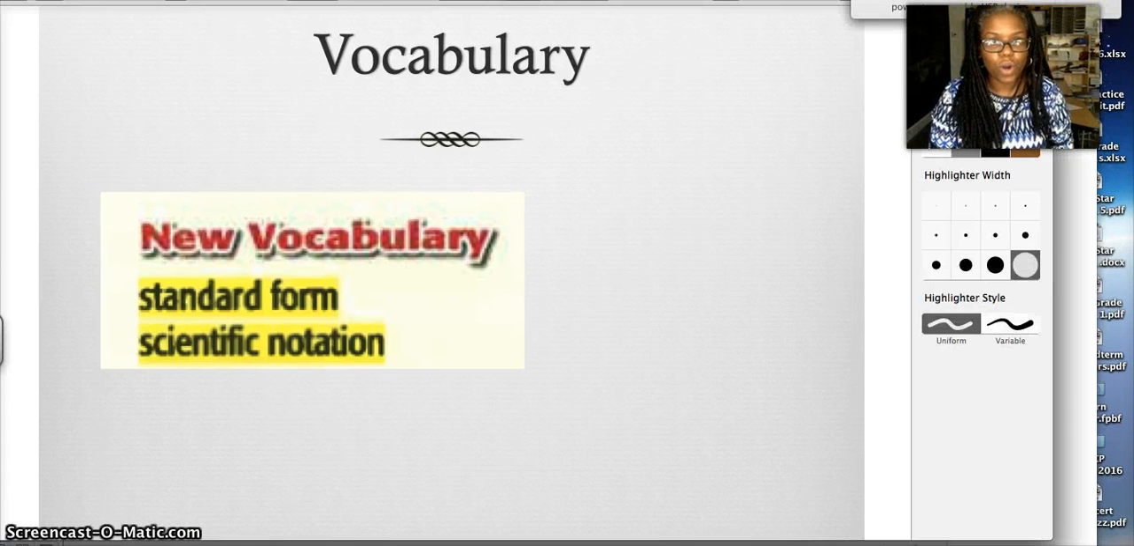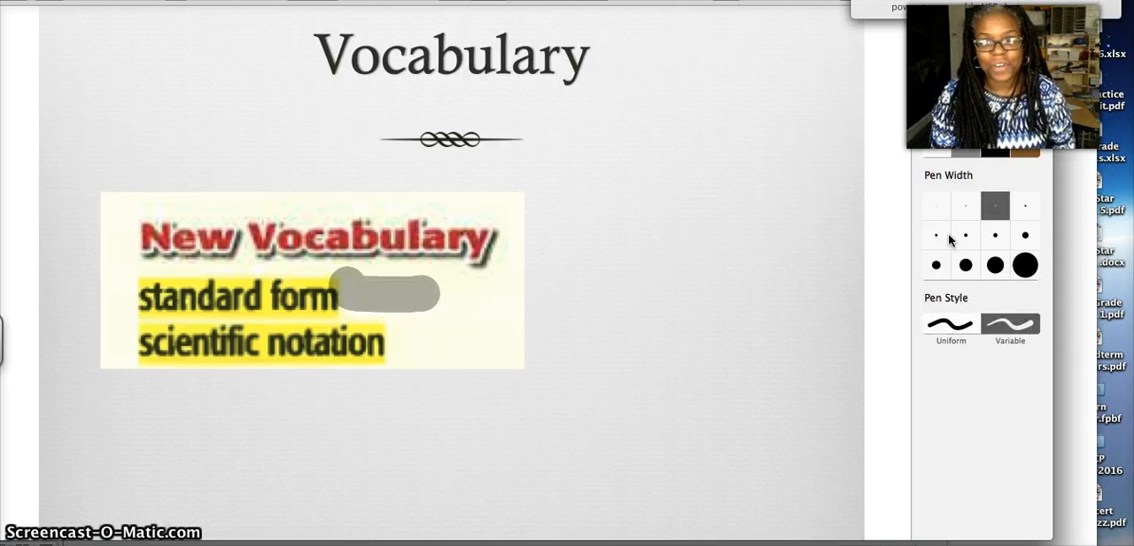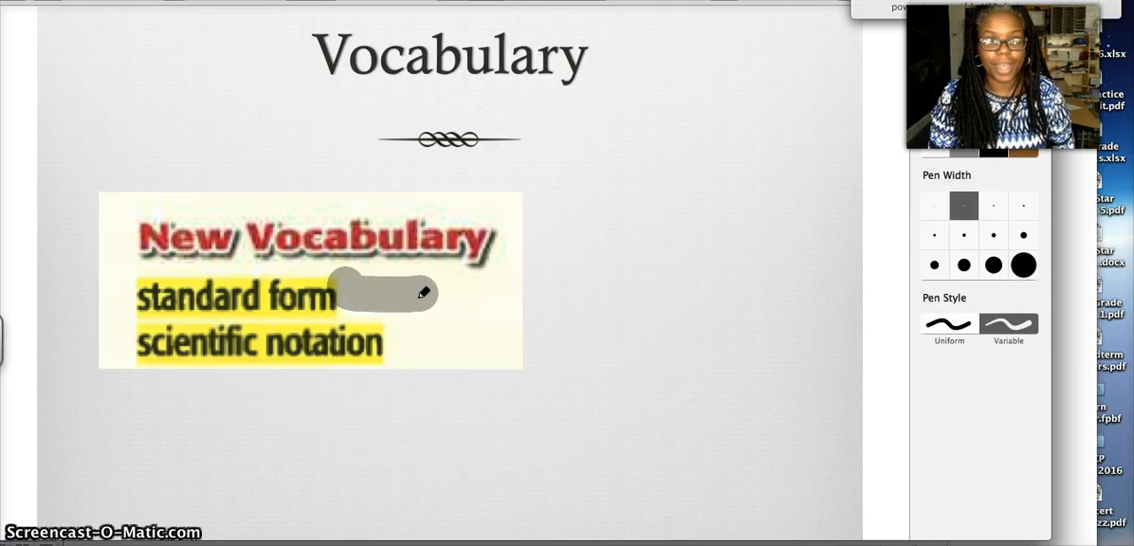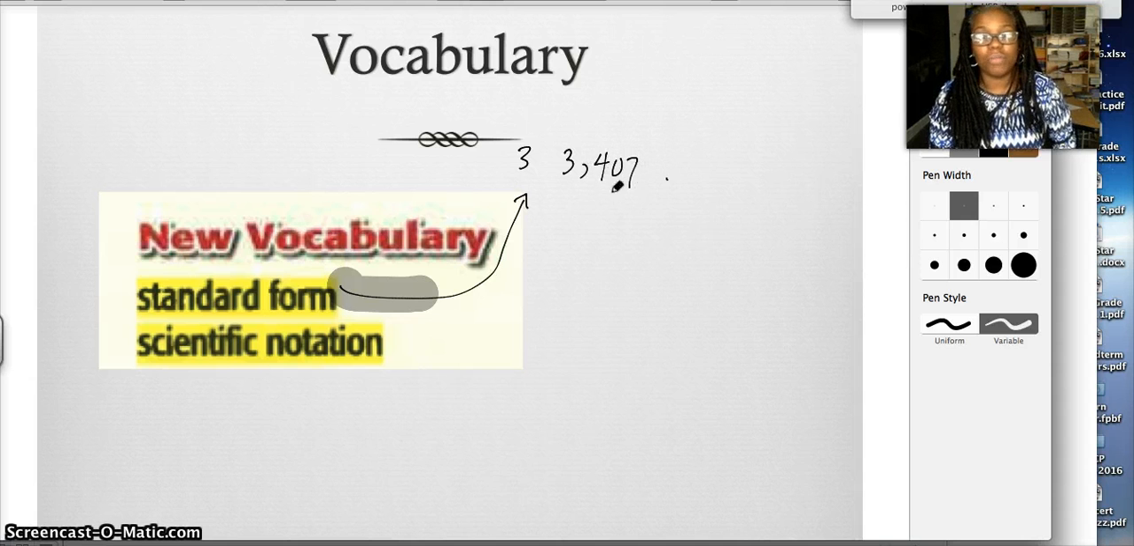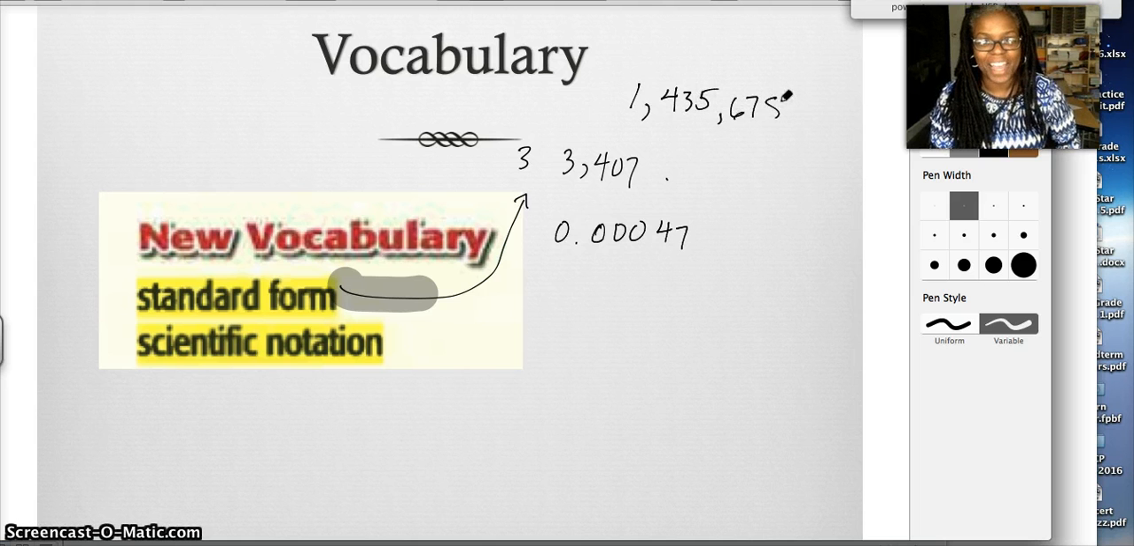So standard form is when a number is written in a regular way. So standard form would look like the number 3, the number 3,407. You can also have particularly small numbers when we write them in standard form, lots of zeros, 4, 7, something like that. Or we could have standard form where we're dealing with really large numbers, right? Something like that. Okay, so all of these numbers are written in standard form.